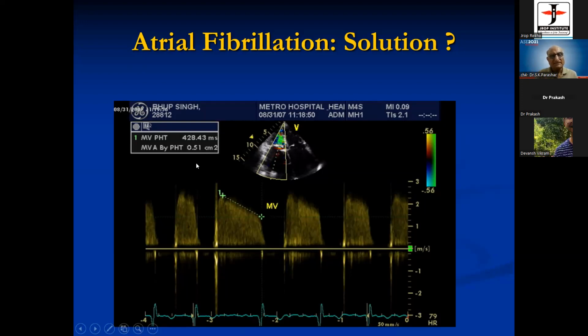So the only thing is that, yes, reduce the heart rate and go on recording. In any atrial fibrillation case you do, when you go on recording, some complexes are bound to come which have got a wide diastolic slope, and you can measure this complex and get a mitral wall area.